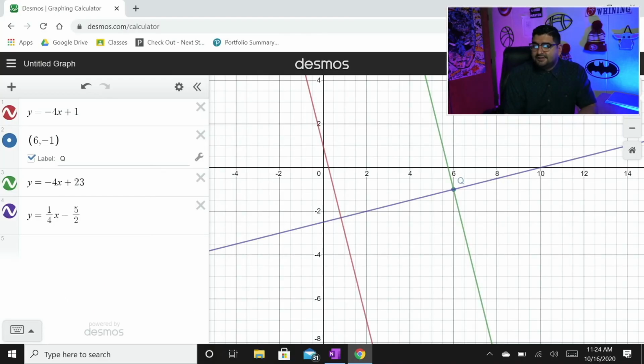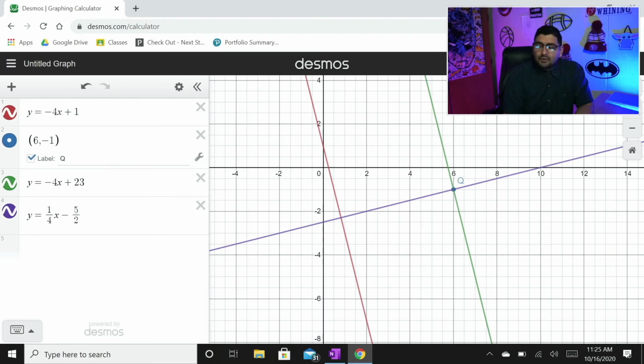So here you can see the equations typed up on the left hand side. Y equals negative 4x plus 1. That was the equation that they gave us. I'm using the website desmos.com. It's a graphing calculator that's free. It's a great tool. I highly recommend it. Here we have the point plotted 6, negative 1 as well. That's Q. We can see it here on the graph.